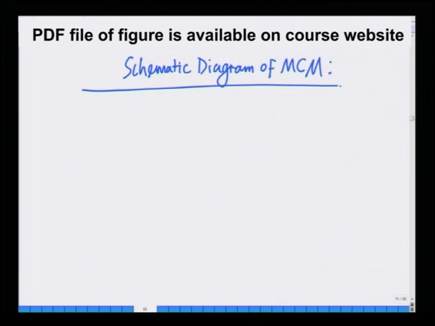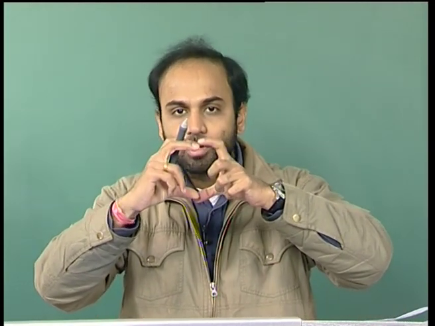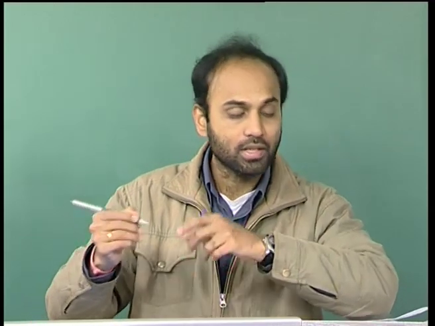So, let me draw the schematic of an MCM system. I have the symbol stream that is coming in. What I am going to do is convert them into parallel. Remember, I have to transmit them in parallel over these n subcarriers. So, I am going to do a serial to parallel conversion, which is nothing but demultiplexing these symbols. I am taking symbols and making them into a group of n symbols, because I have to now transmit them in parallel.